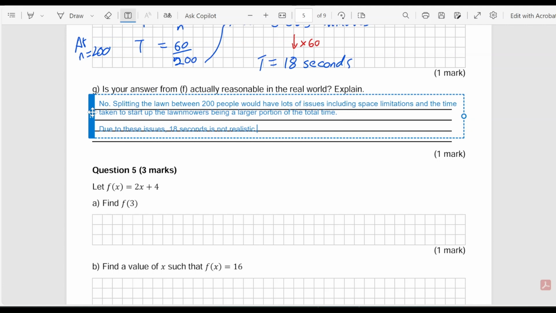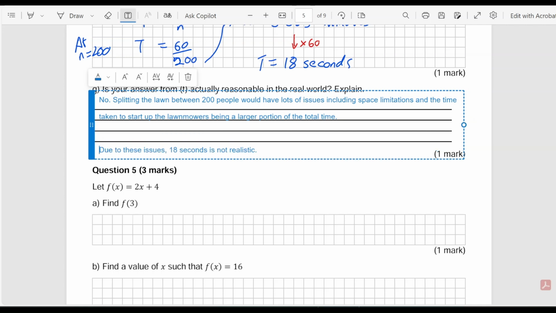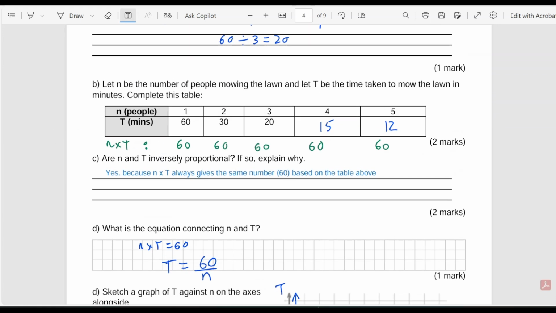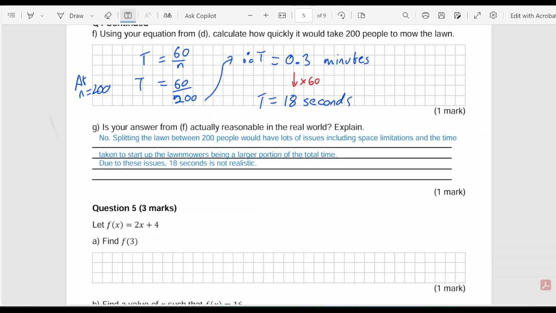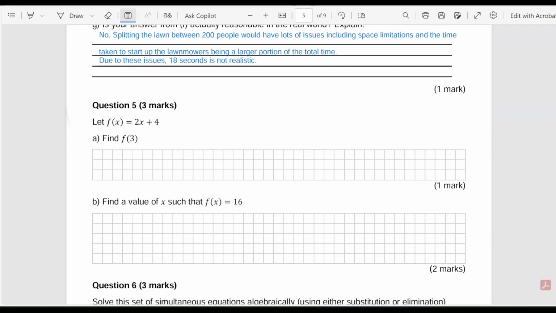Like realistically, you put 18 people on the lawn, they're going to be bumping into each other rather than actually doing the lawn more efficiently. All right, something like that, space limitations, time. You imagine squeezing 200 people onto this lawn. They're not going to fit for one. And then when you're talking about times like 60 minutes, the time taken to start up and put away the lawnmower isn't much. But if you're talking about 18 seconds, that time will actually factor in to a much larger portion and it won't really be 18.